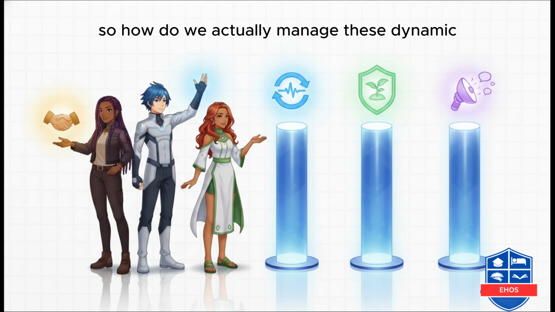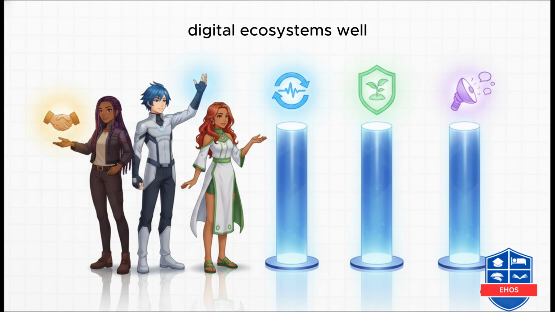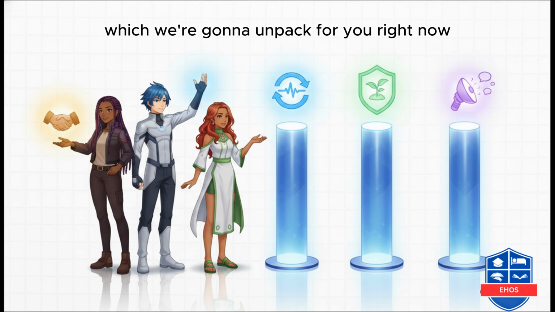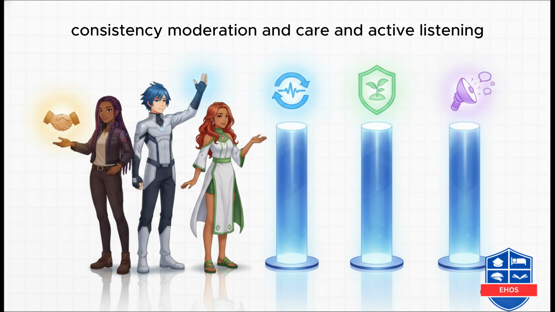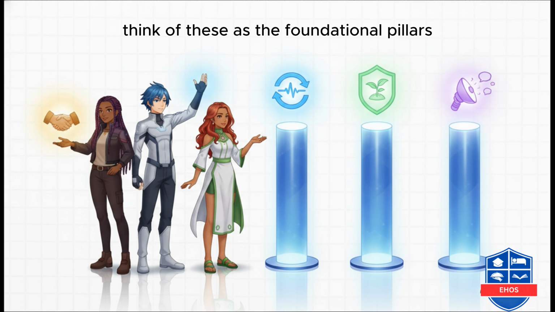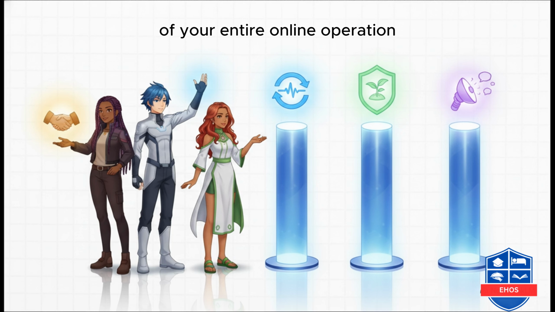So, how do we actually manage these dynamic digital ecosystems? Well, we rely on 4 core principles, which we're going to unpack for you right now. They are intentional engagement, consistency, moderation and care, and active listening. Think of these as the foundational pillars of your entire online operation.